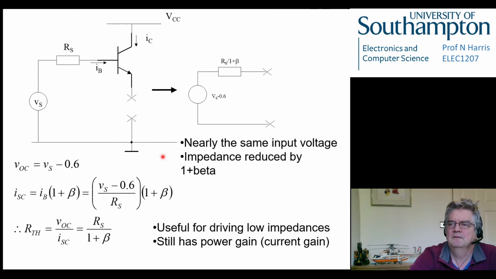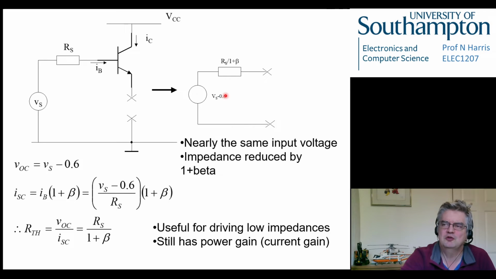Right. So, in summary then, nearly the same output voltage as the input voltage, just dropped by 0.6, so as long as Vs is quite big, this might be insignificant. So effectively we can assume we're getting the same voltage out than we put in, just dropped by a small amount, but not multiplied by a small amount. That's important. And the impedance is reduced by 1 plus beta, so we've lowered the impedance of the circuit.